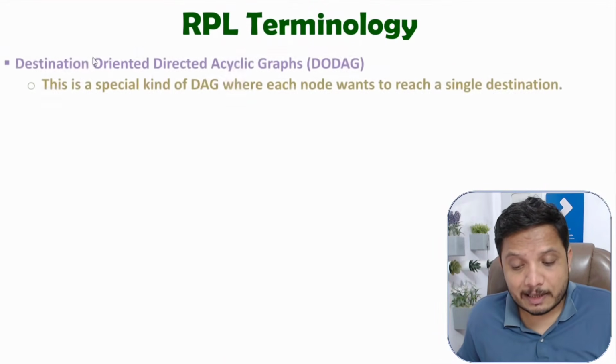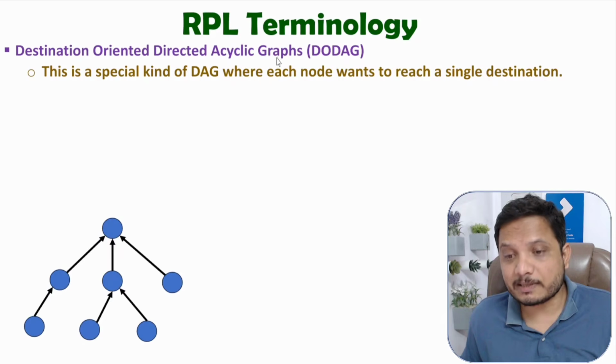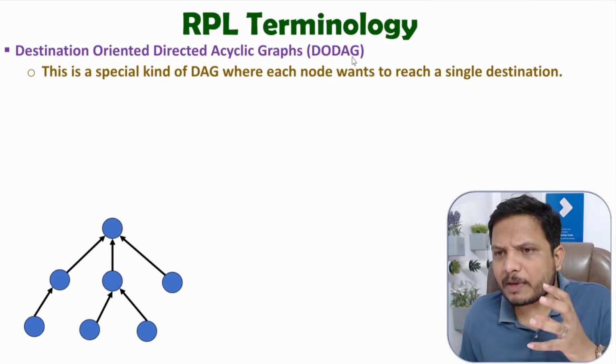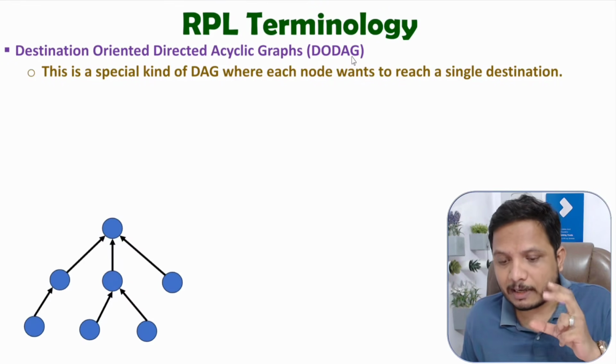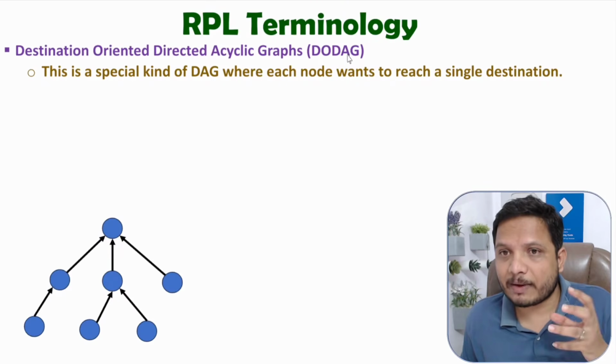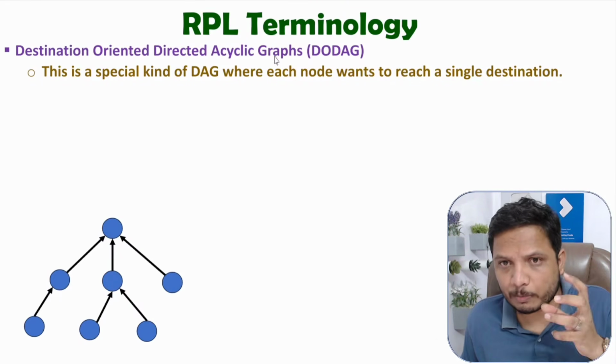Now let us see another terminology, that is destination oriented directed acyclic graph, means DODAG. Here we are dealing with forming a DODAG network. So first of all, you need to understand what is DAG, that I have explained, that is directed acyclic graph, which does not have any enclosed loop.